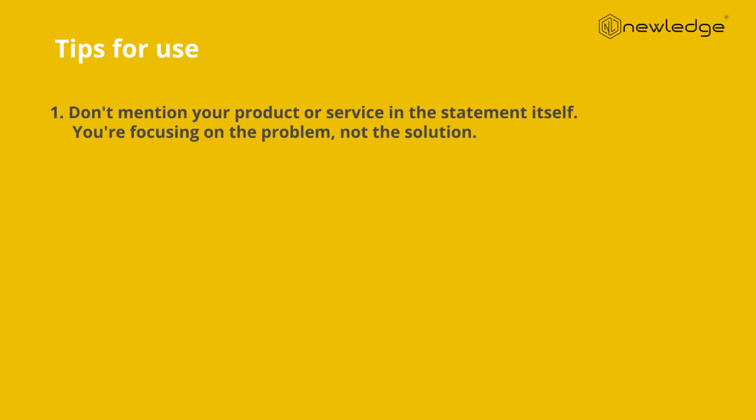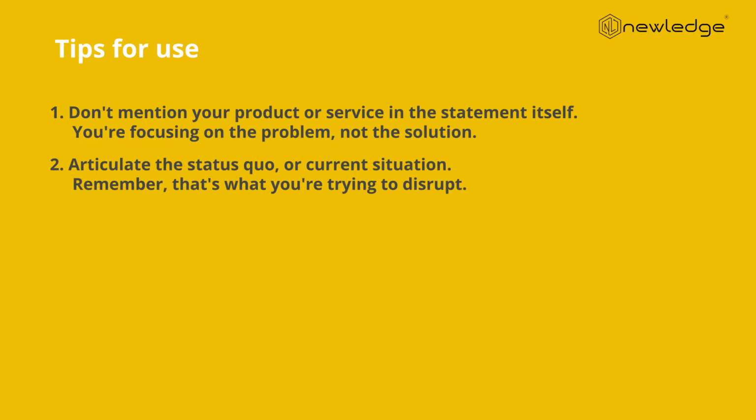So again, don't mention your product or service in this statement. We're not focused on the solution, we're focused on the problem at the moment. This is a customer problem statement. Articulate the status quo. Talk about how things currently are, right? The current situation. Because remember, that's what you're trying to disrupt. You're making things better. You're getting the job done faster and more accurately. You're taking the customer to where they want to be, where they need to be.